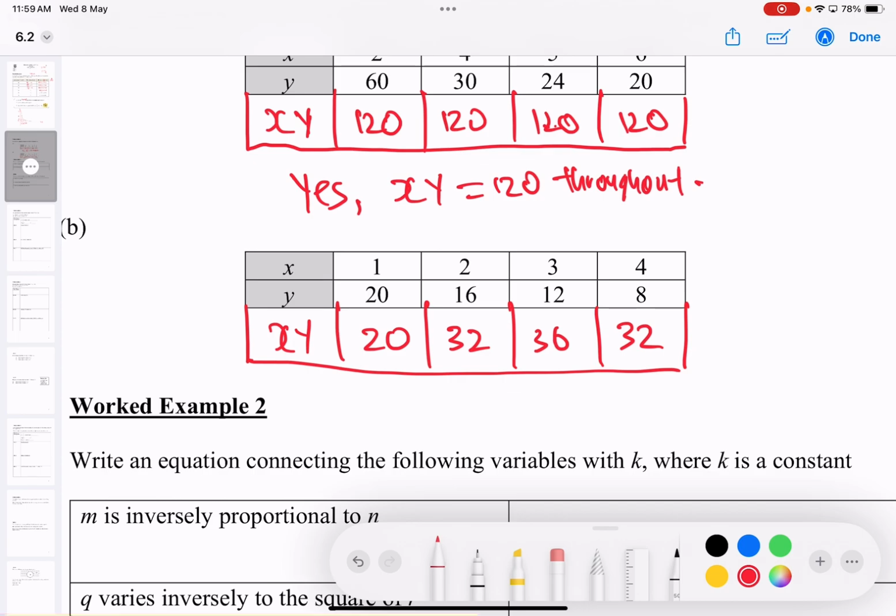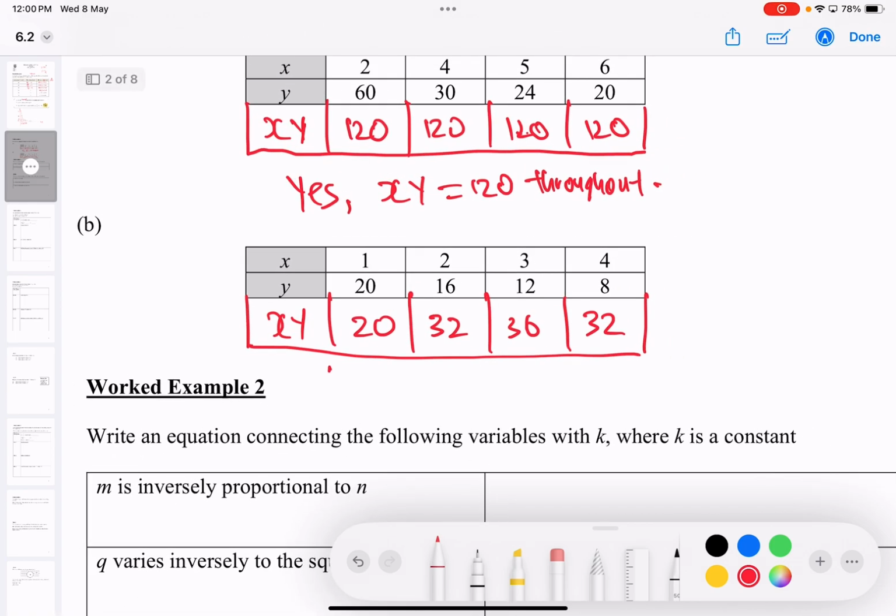For it to be inversely proportional, the same thing like directly proportional, you cannot say, oh, when one variable increases, the other variable decreases, so definitely it is inversely proportional. No. There is the concept of proportion. This is 36 and then 32. So in this case, no, it is not. And the reason is because x times y is not a constant. It is not a constant means it's not proportional.